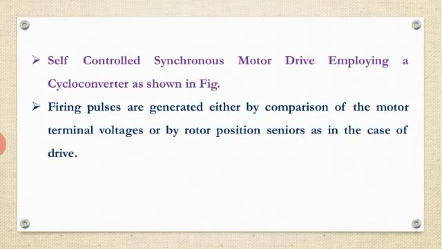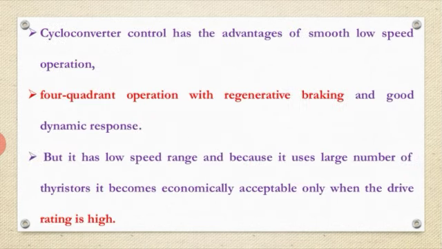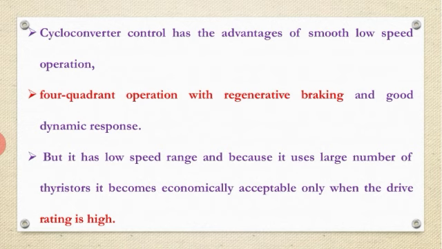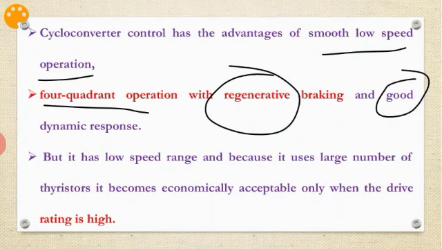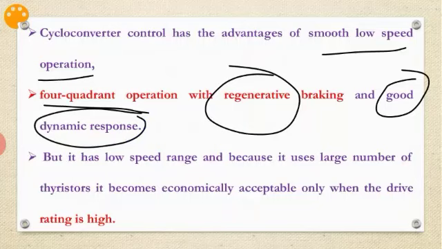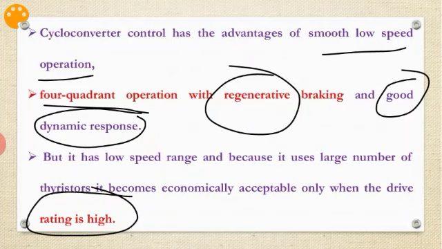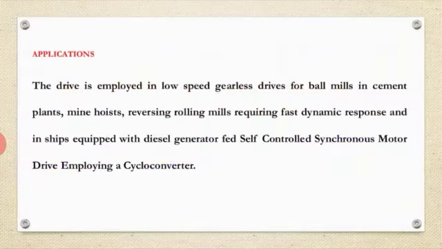The self-controlled synchronous motor drive employing a cycloconverter is shown. Firing pulses are generated either by comparison of motor terminal voltage or by rotor position sensors. The advantages are smooth low speed operation, four-quadrant operation with regenerative braking, and good dynamic response. A large number of thyristors becomes economical and acceptable only when the drive rating is high, so this type is used for very high ratings.